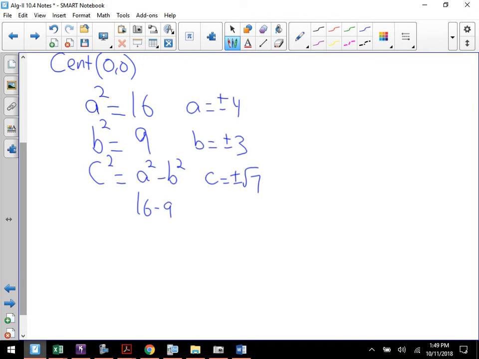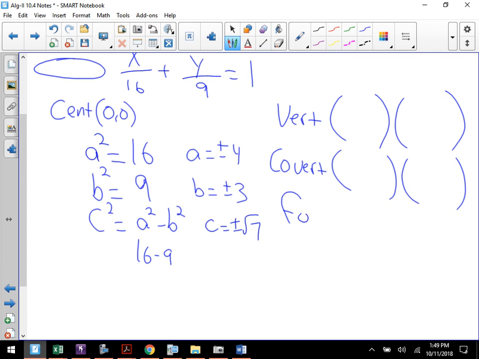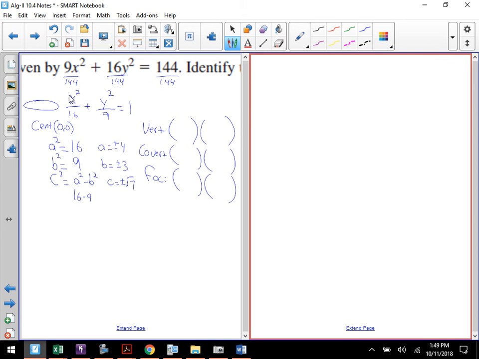Okay. Now, when we go to list out all of our parts, and I'm going to do this on 2 slides here, I know I have to do a vertex. There's 2 vertices. I know that there are 2 co-vertices. And I know that there will be 2 foci. And I'm going to list everything through while I'm drawing it. Where is this centered at? It's centered at the origin at 0, 0. Okay, there's my center.